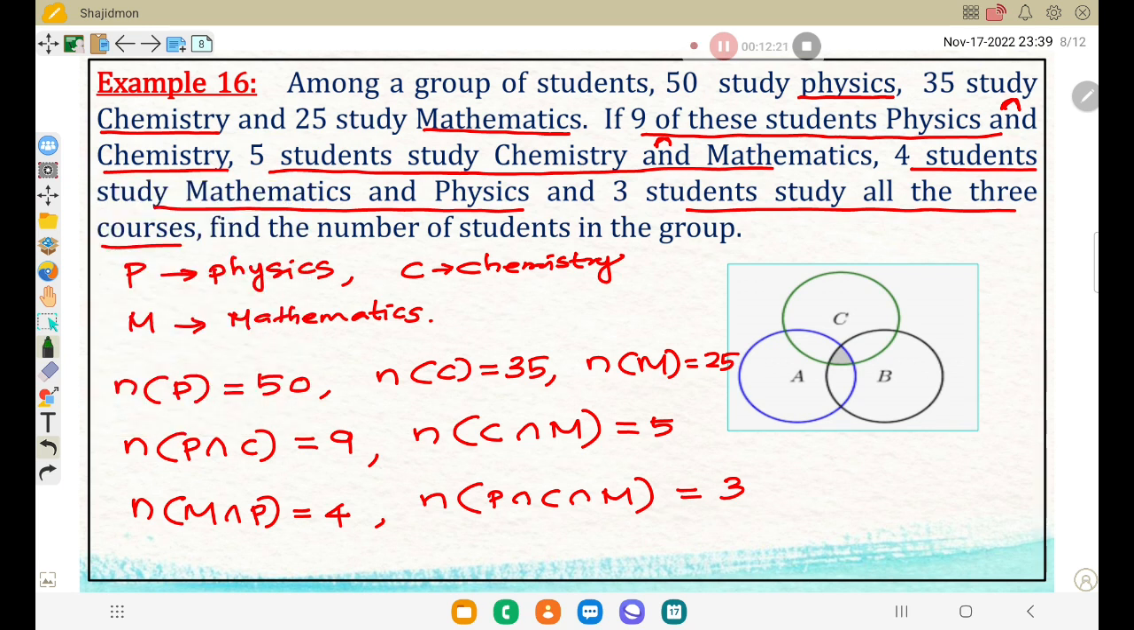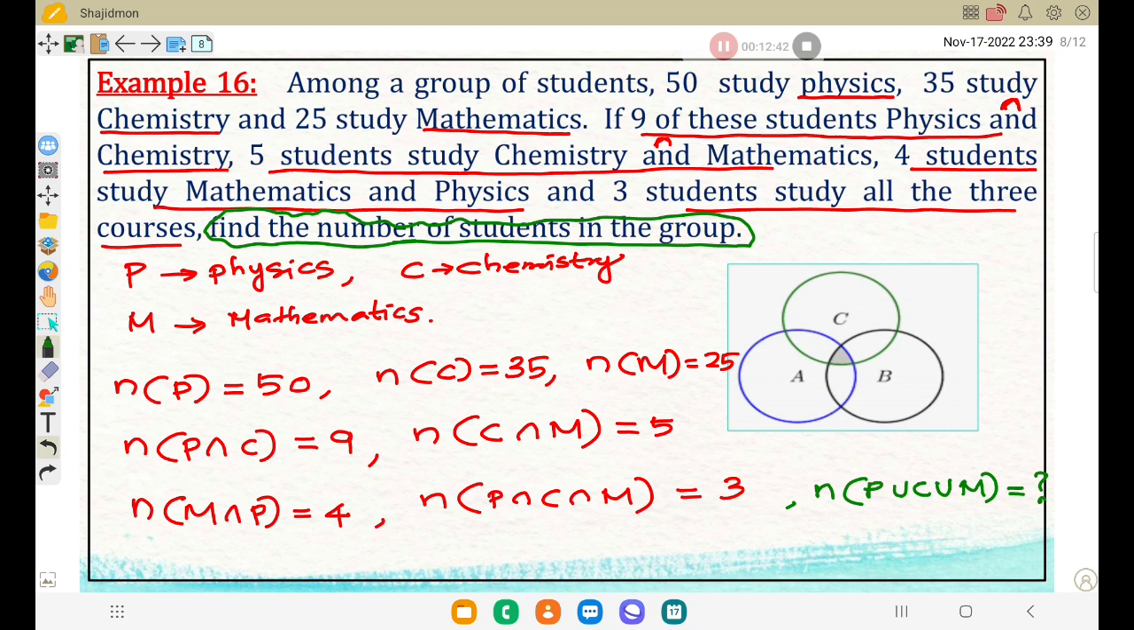What is the question? Find the number of students in the group. Group means in the class. That class, how many students are there? That means we need to calculate the number of students in physics union chemistry union mathematics. Complete group means always keep in our mind this union. Complete students, all students. Number of physics union chemistry union mathematics equal to how much? That is the question here.